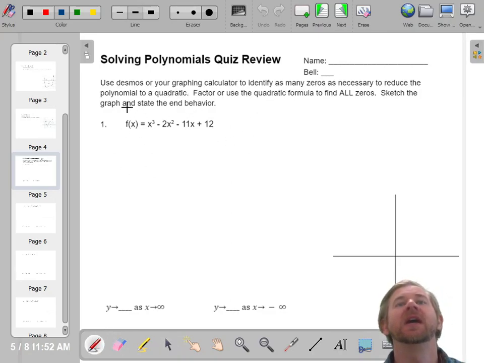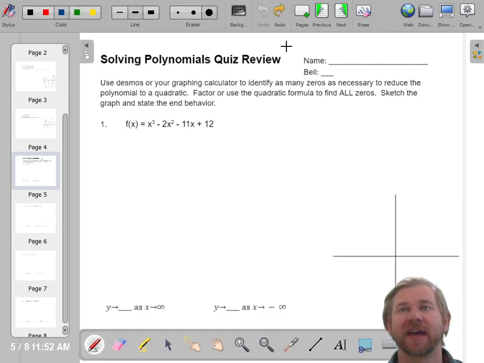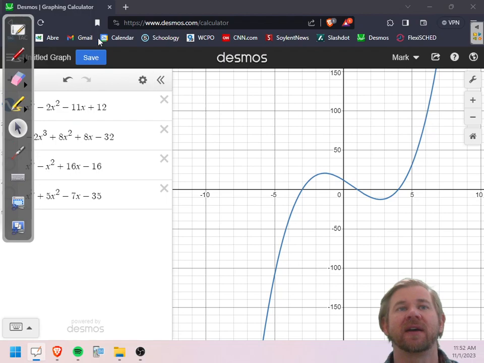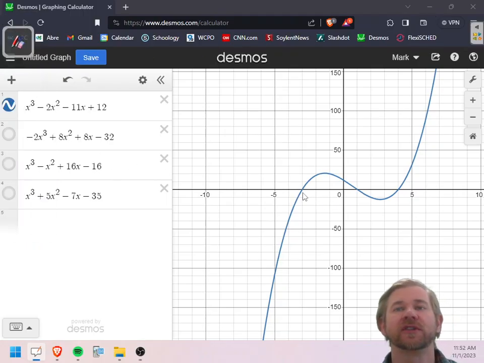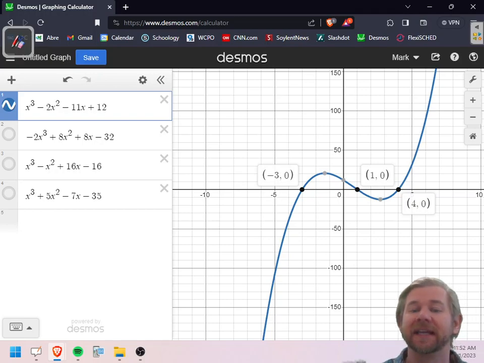So first thing, you're going to start with this x cubed minus 2x squared. I want you to graph that in Desmos, and you can see I have the graph. Now, the first thing we're looking for are the x-intercepts. I know the answers. They're -3, 1, and 4. I'm going to get the answers right. I just need to show my work and get to them.